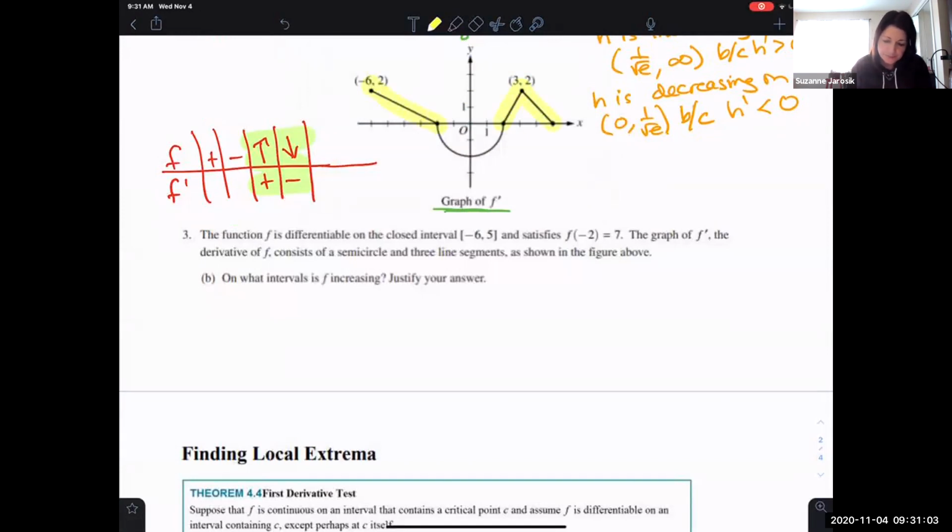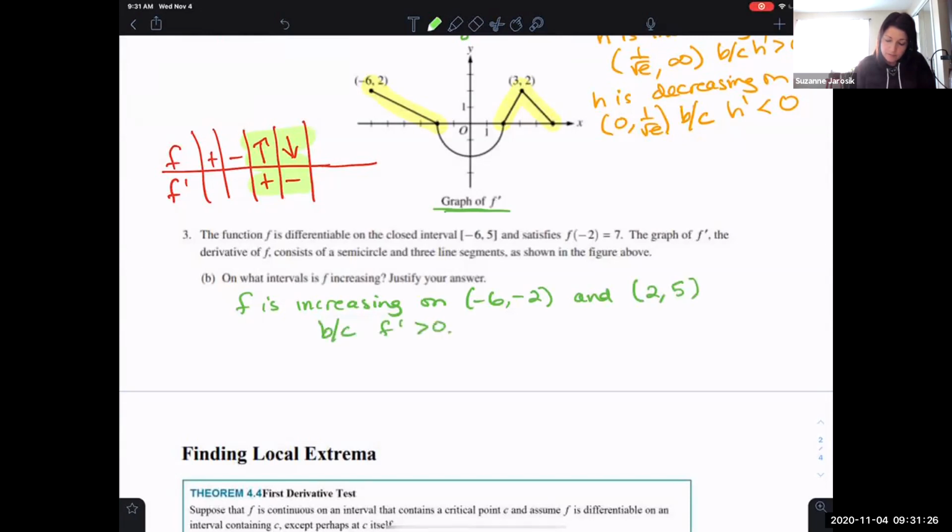Positive, right? So f is increasing on -6 to -2 and from 2 to 5 because f prime is positive.